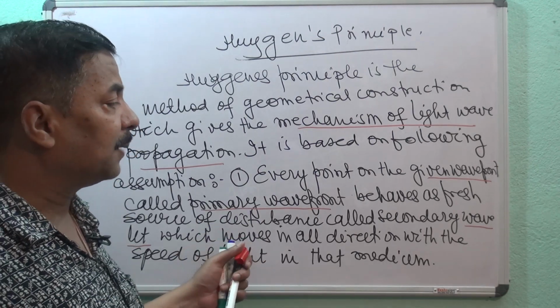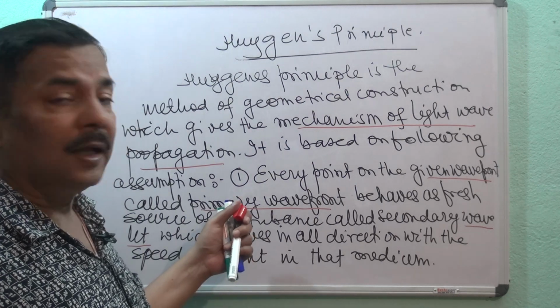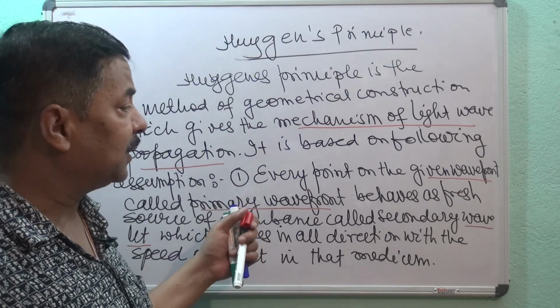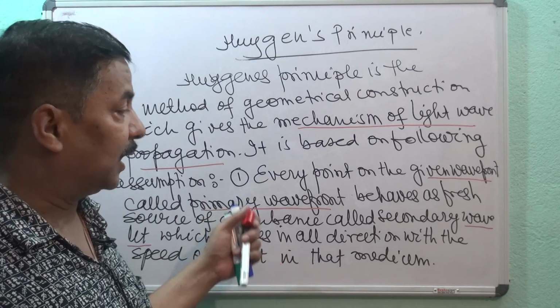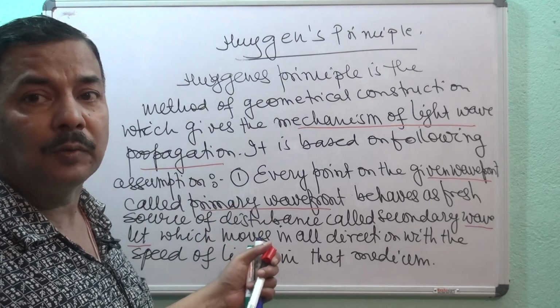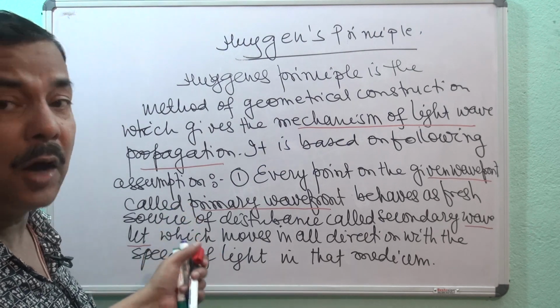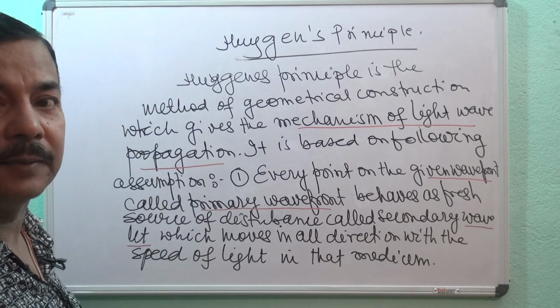This is the first assumption of the Huygens principle. Huygens used to explain the phenomenon using this first assumption. Now we will talk about the second assumption. First you note it down, then I will move towards the second assumption.